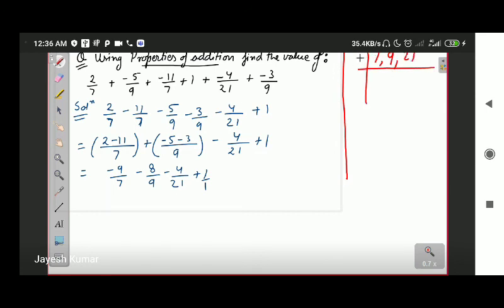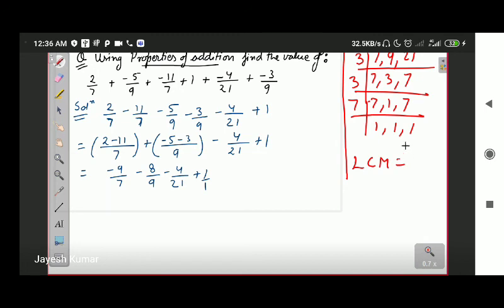So first of all 3, 7 as it is, 3, 7. 3, 7 as it is, 1, 7. And lastly 3, 1, 1, 1. So LCM will be 3 into 3 into 7. 3 3s are 9, 9 7s are 63. So our LCM is going to be 63.